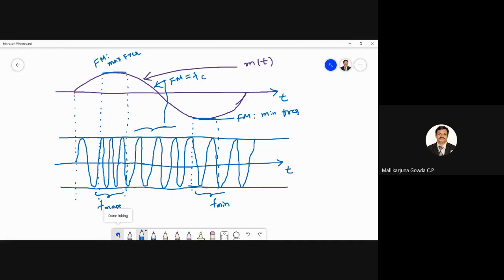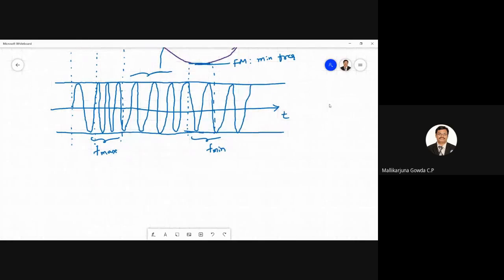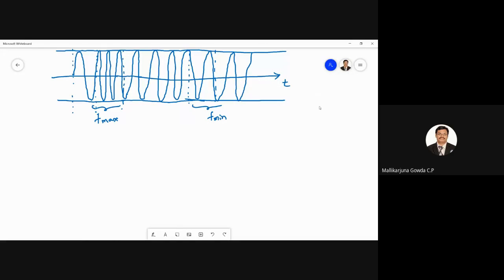Now let me draw the PM wave, that is the phase modulated signal. What is phase modulation? The phase of the carrier is modulated by the message. The phase of the carrier is proportional to the message signal. So what is theta i of t? Can you scroll on top, sir? Just copy that. I will run.